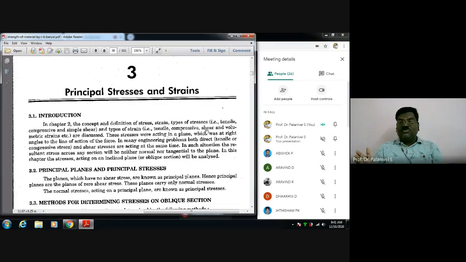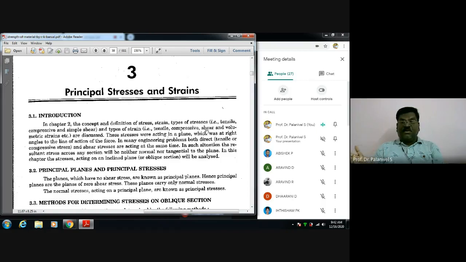At one particular position, what will happen? The normal stress value will become zero. Only maximum shear stress will be acting in that plane. That is called pure shear. A particular orientation of the plane will be having only shear stress. Normal stress will not be there. That stress is called pure shear.